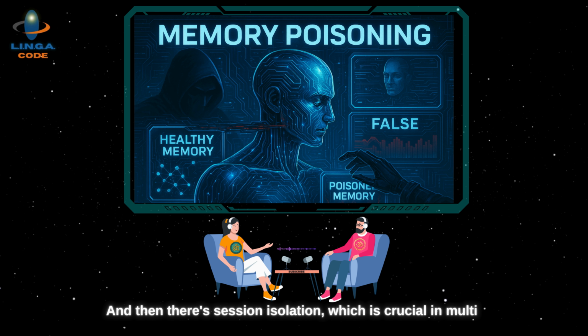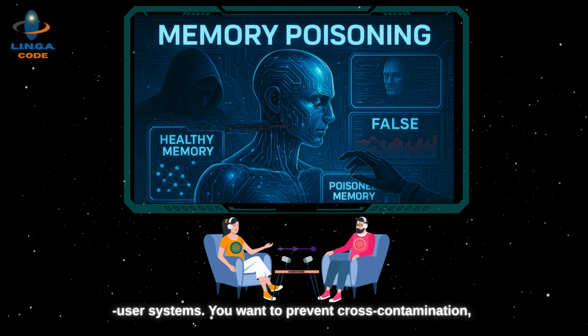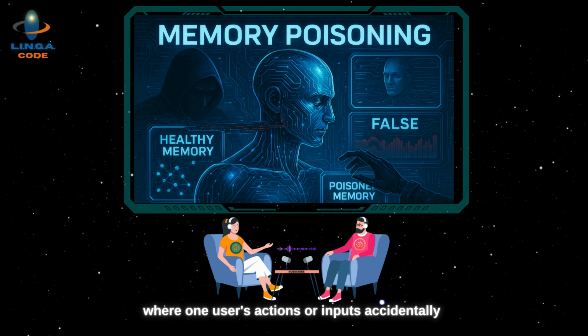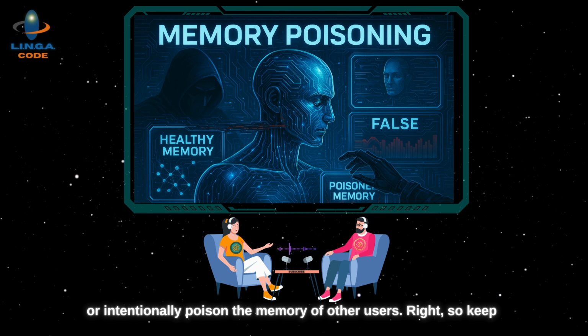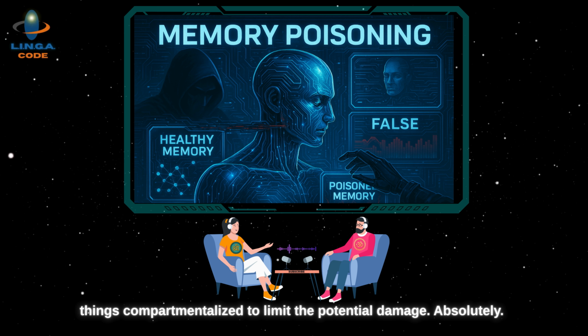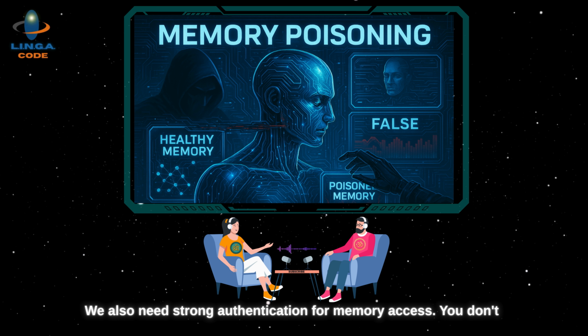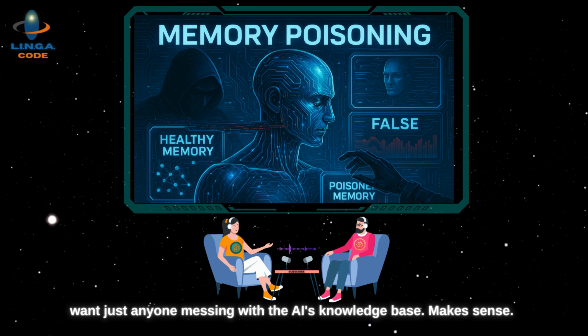Exactly. And then there's session isolation, which is crucial in multi-user systems. You want to prevent cross-contamination, where one user's actions or inputs accidentally or intentionally poison the memory of other users. Right, so keep things compartmentalized to limit the potential damage. Absolutely. We also need strong authentication for memory access. You don't want just anyone messing with the AI's knowledge base.